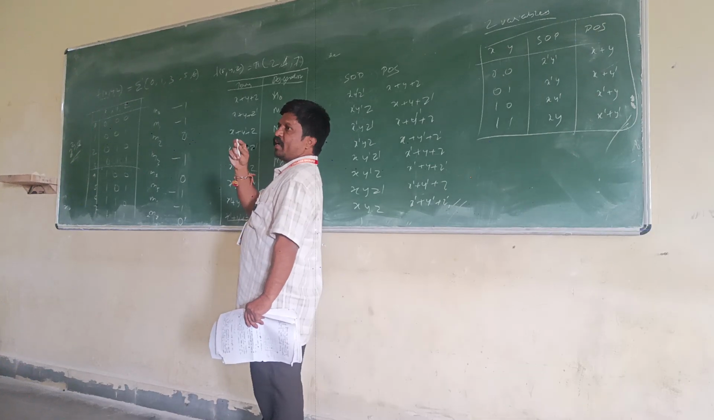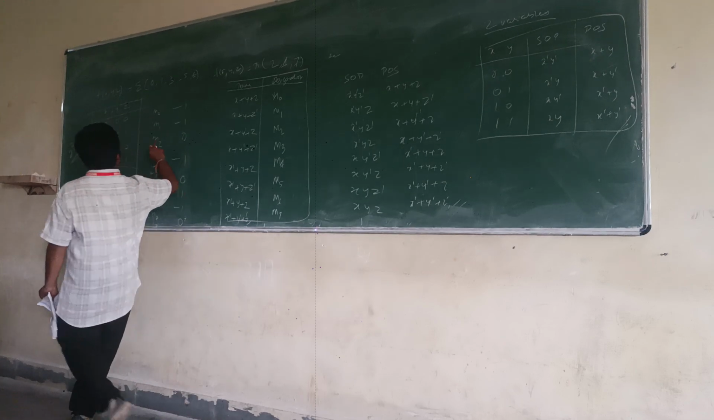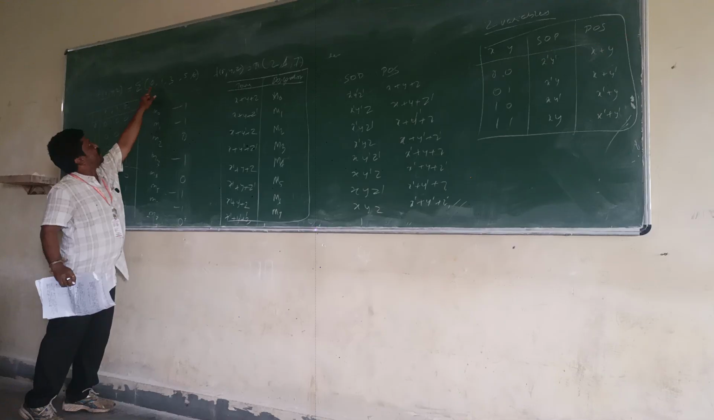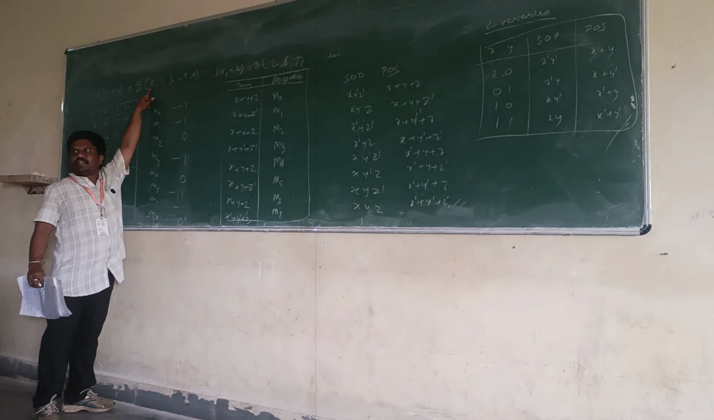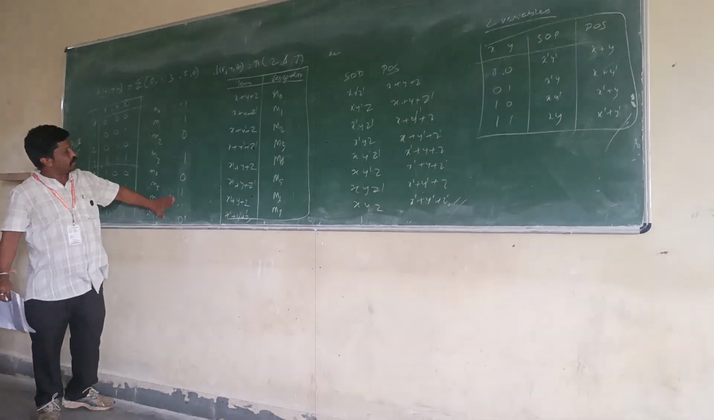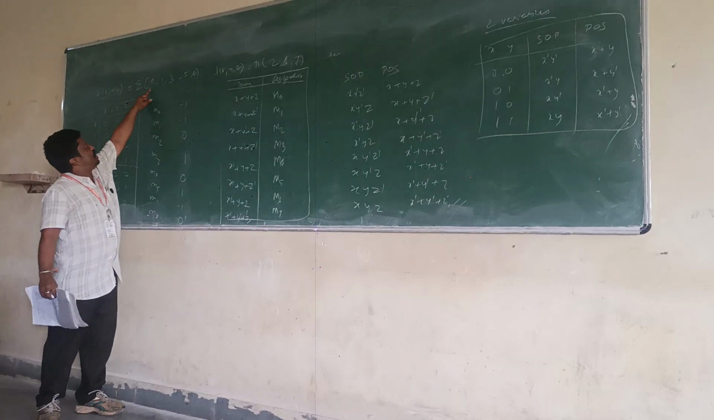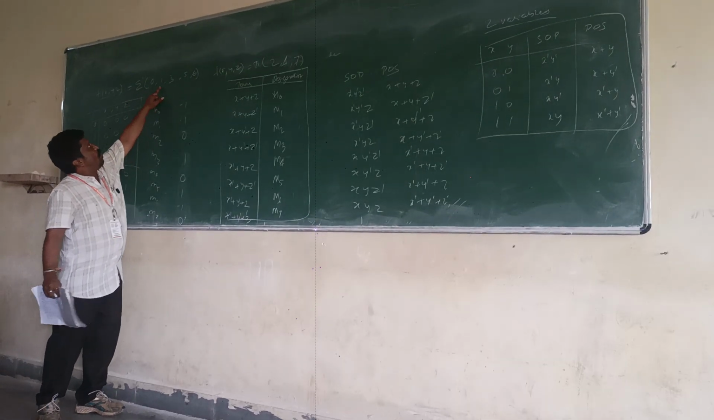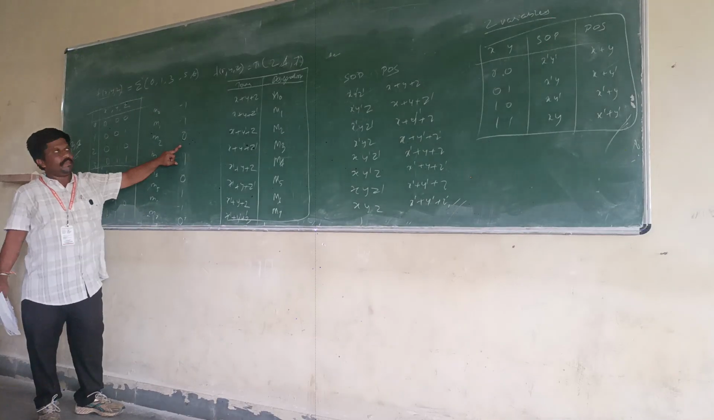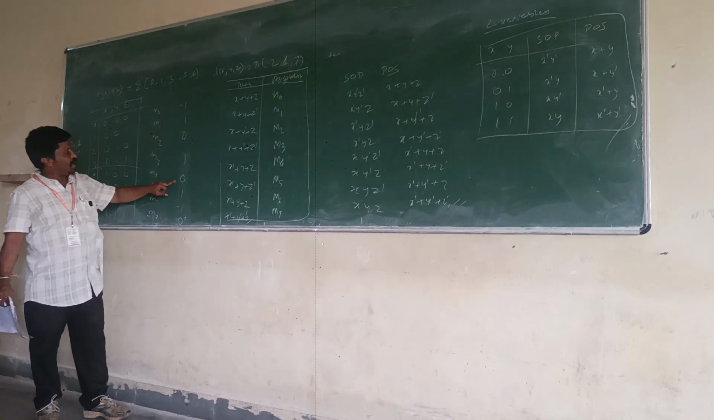In the SOP form we have written the M0. Yes, here 0, 1 is there. In the summation form, whichever terms you find, those terms are written with ones. Remaining terms should be zeros. Here M0 is there, just write 1. 1 is there, write 1. Where 2 is not there, just write 0. And 3 is there, just write 1. 4 is not there, just write 0.